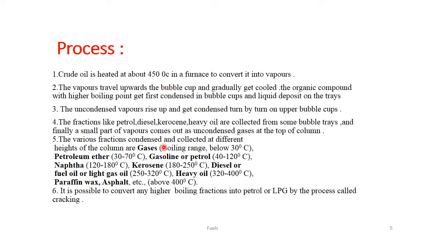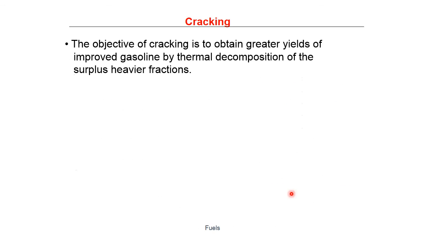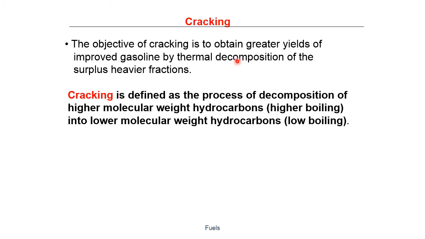So these are the few fractions that are shown in the diagram also. These are the fractions which are collected in the refining of petroleum process. One more thing, it is possible to convert any higher boiling fractions into petrol or LPG, and that process is called the cracking process. Now, what is the main objective of cracking? It is to obtain greater yields of gasoline by the thermal decomposition of heavier fractions.